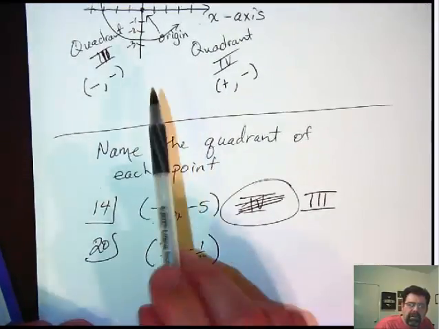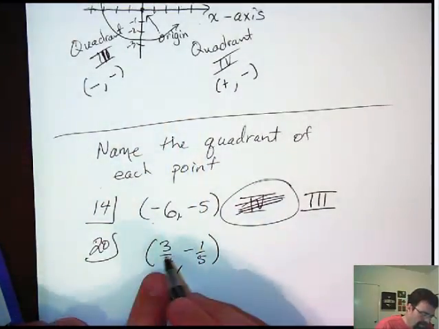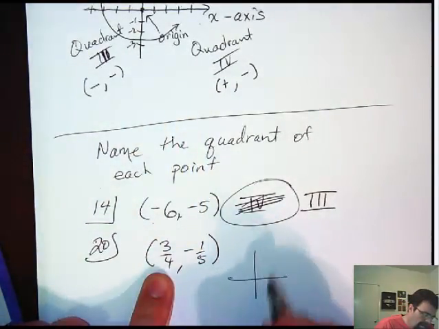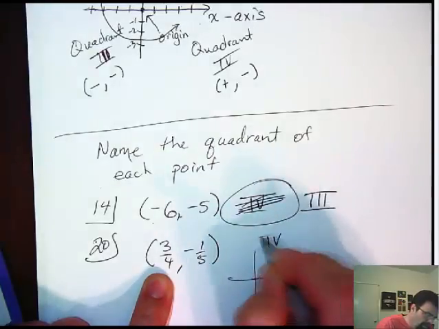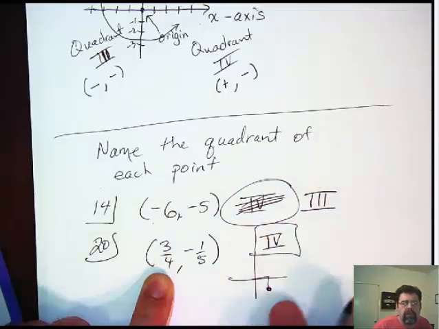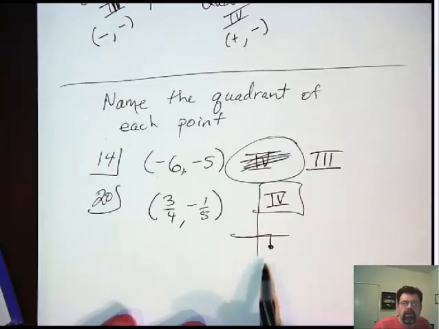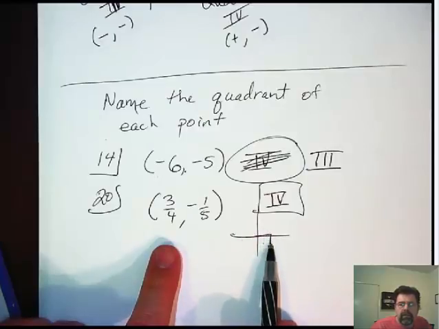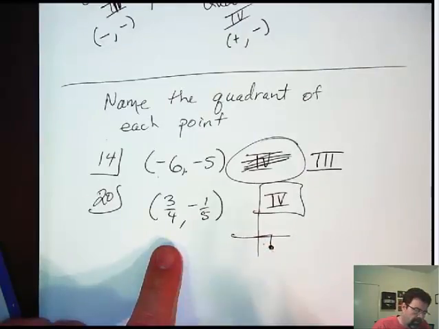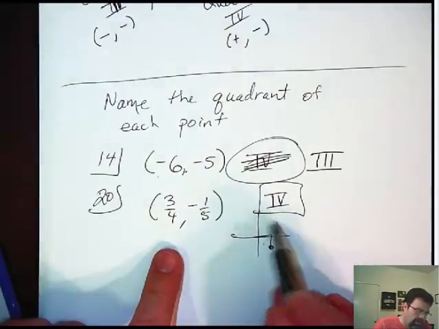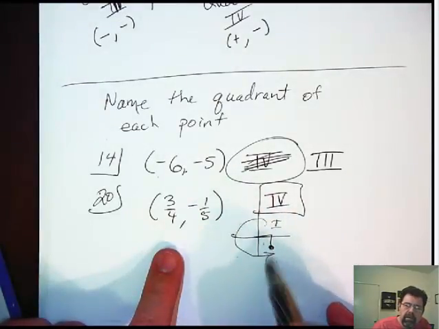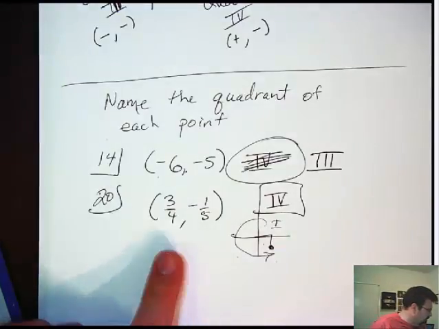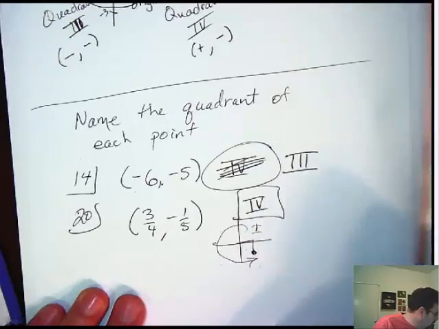Sorry. And then this one, so again, if I'm going to the right and then down, that's quadrant 4. So you don't necessarily have to graph it, you just think about it, right? So for number 20, I'm going to the right and then down, so that'd be quadrant 4. And remember, it's quadrant 1, 2, 3, 4. You start positive, positive, go counterclockwise. All right, that's quadrant 4.